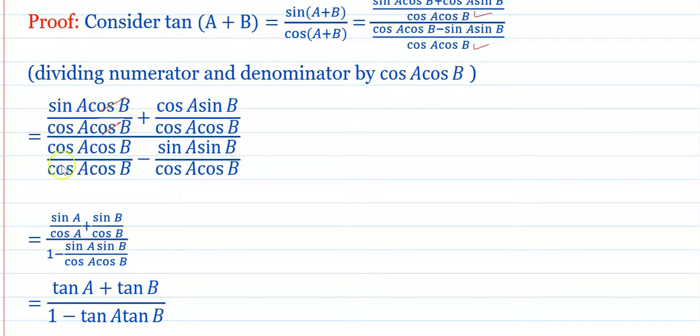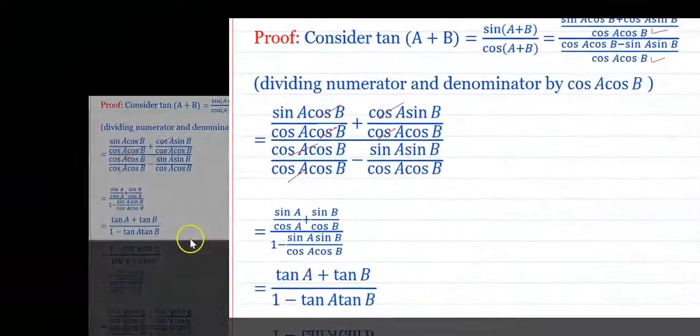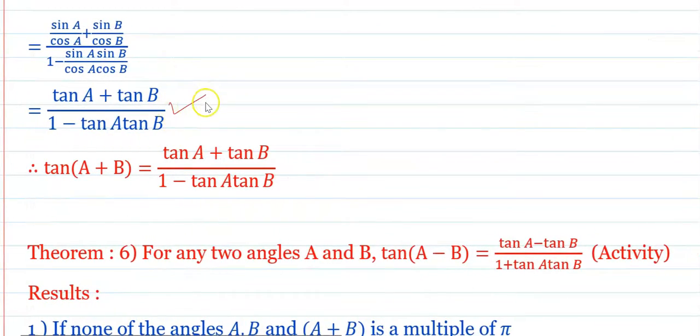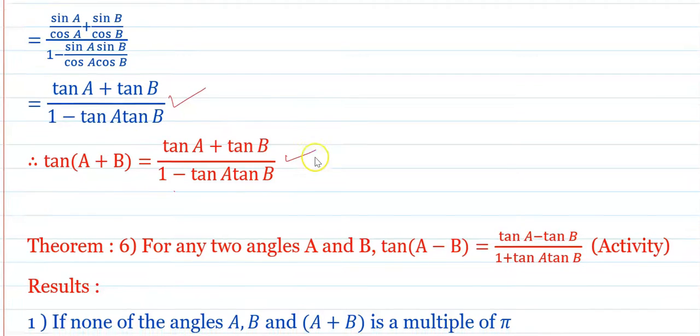Sin a upon cos a, that is you will get tan a. Next, cos a is cancelled, sin b upon cos b, then you will get tan b. Next, these two terms get cancelled, you will get 1. And the next, sin a upon cos a, you will get tan a. Sin b upon cos b, you will get tan b, and hence the result is proved. And therefore, tan of a plus b is equal to tan a plus tan b upon 1 minus tan a into tan b. Once all these formulas are done, I will also tell you the trick to remember them.